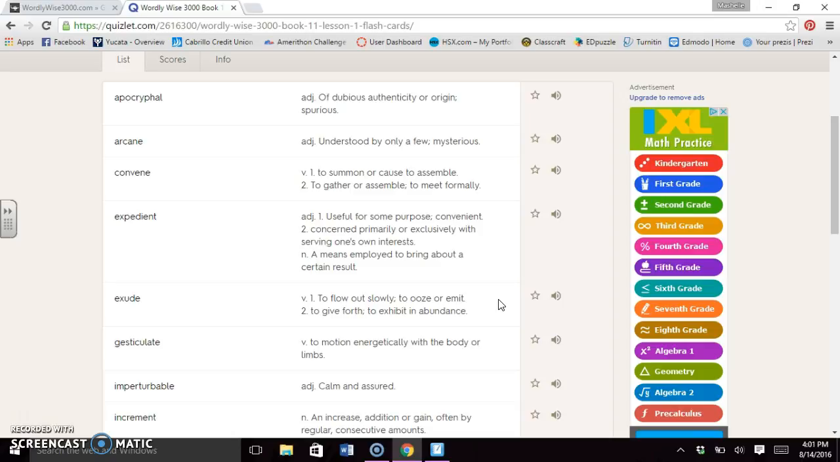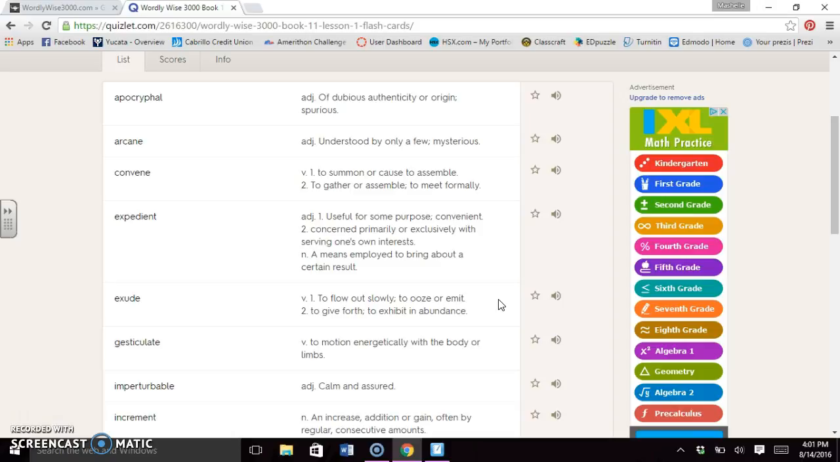The second definition, to give forth, to exhibit in abundance, is the idea that there's just so much of it. I think of this as kind of like you're sweating. So if you're working out and you're exuding sweat, there's just so much of it and so much abundance of it that your body's just giving it forth. Also, there's the people that just talk too much. So they exude or ooze out their words and their conversations too much.